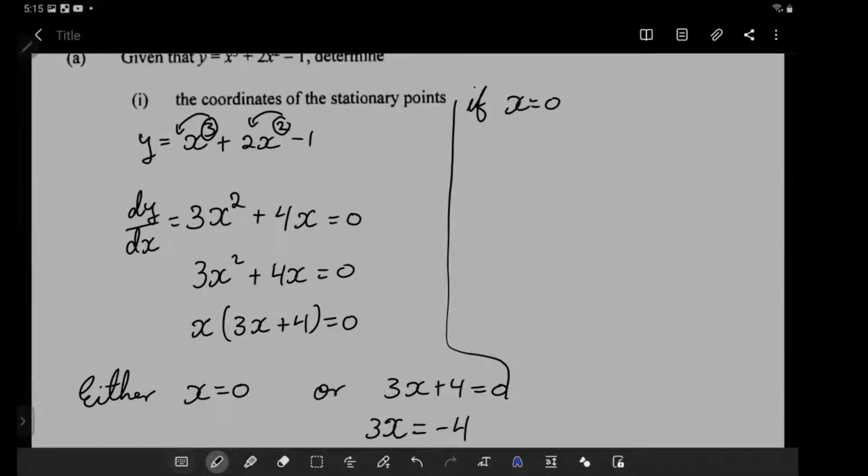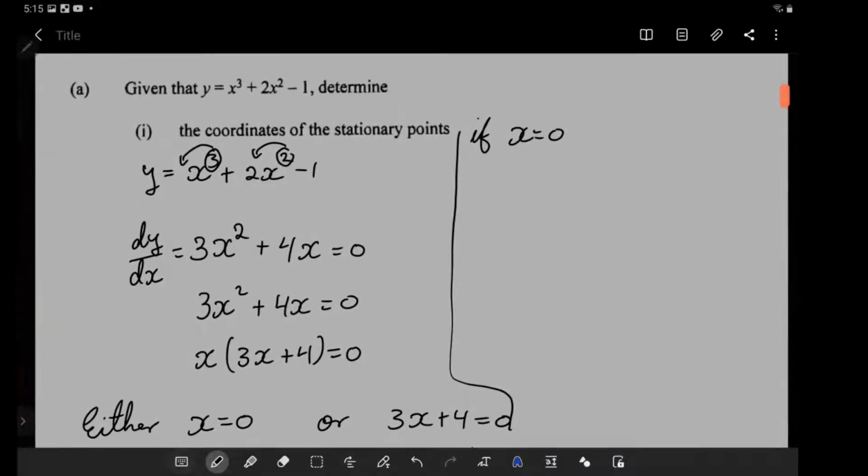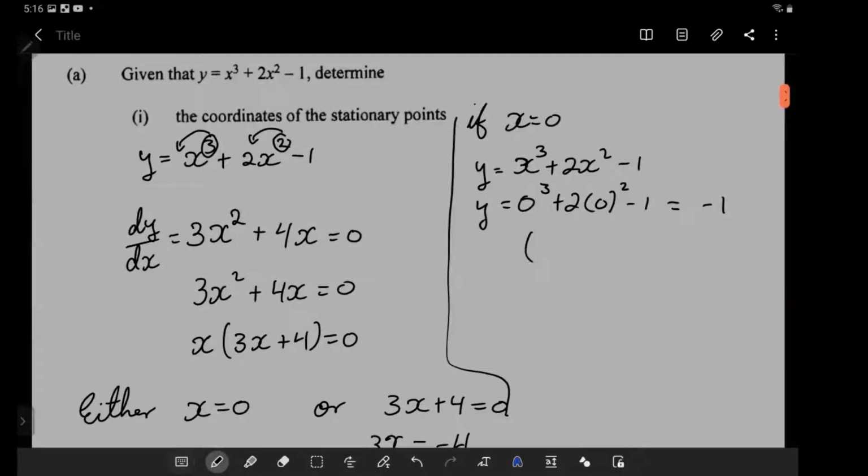We need to get the y coordinate now. We just substitute it into y. So we have y is equal to x cubed plus 2x squared minus 1. If you were to put 0 in there, we get 0 cubed plus 2 by 0 squared minus 1, which we will get to be negative 1. So the first critical point, or first stationary point, is the point (0, minus 1).